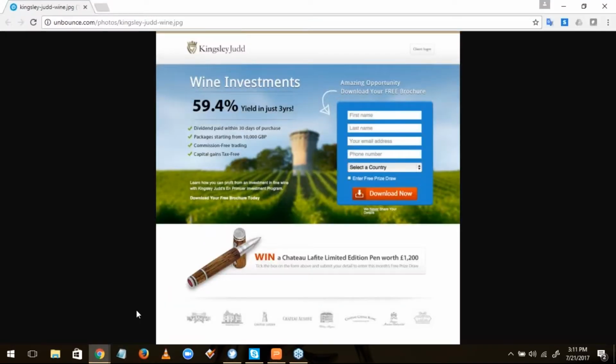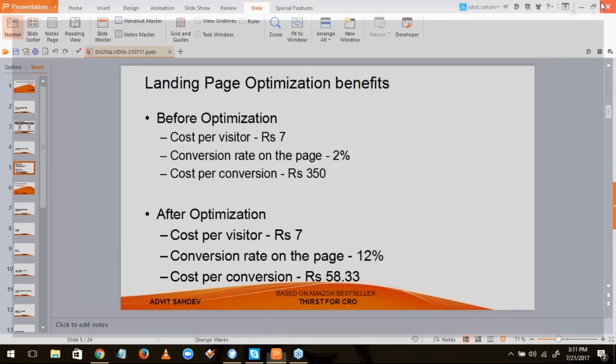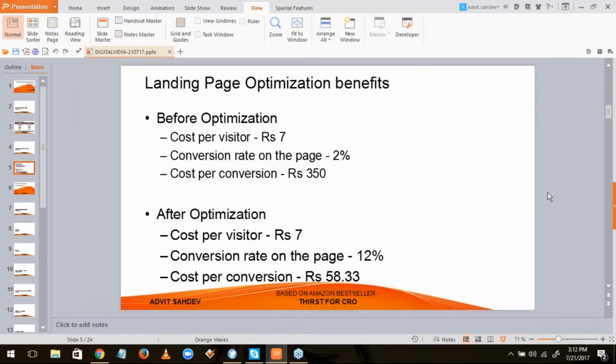Here's another example. Buying investments, why you should invest in a vineyard. Enter your name, email, phone number, country, and download a brochure and so on. You will also win a pen worth 1,200 pounds and so on. This is another example of a landing page. I just wanted to quickly show you because if any of you have any doubts, this should clarify what a landing page is.